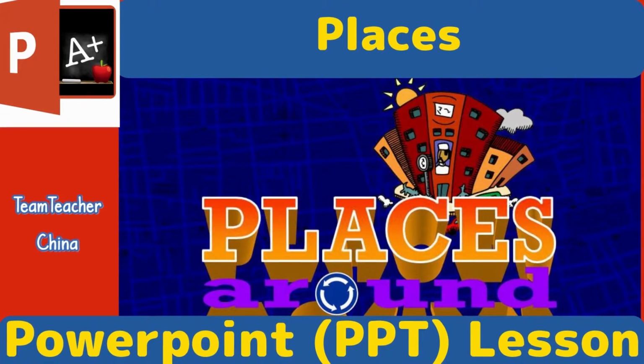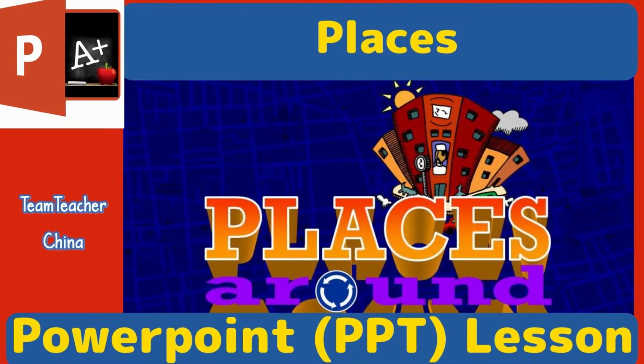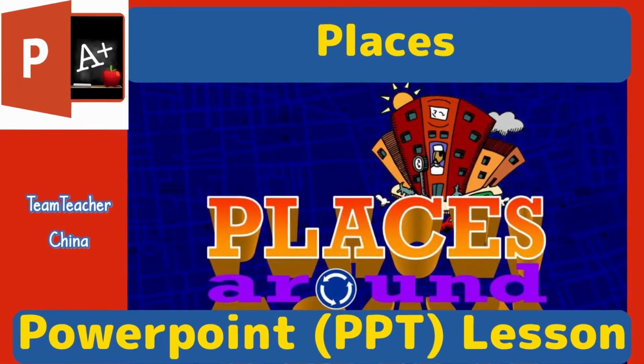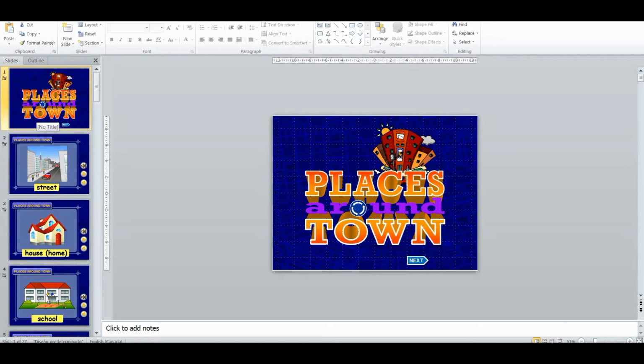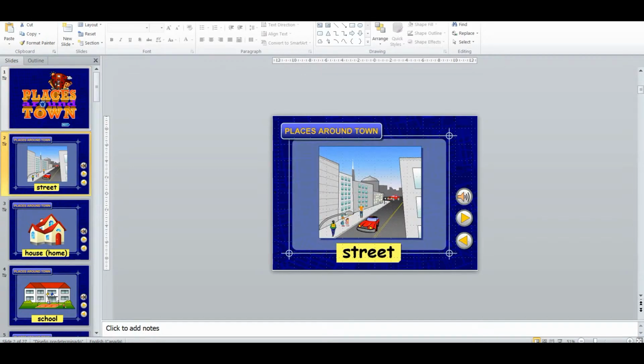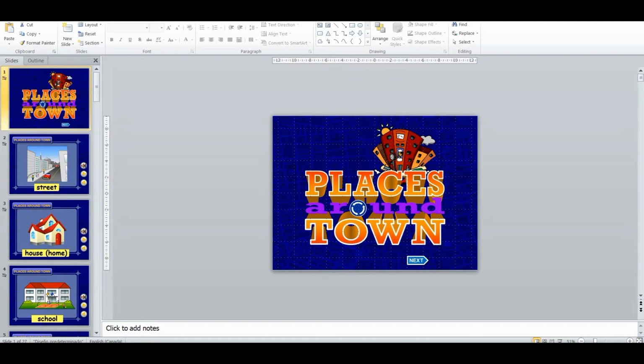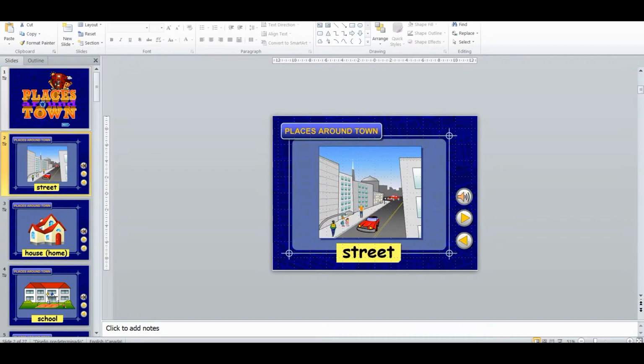In this video, we're looking at places around the town. Let's check it out. So this Places Around the Town PowerPoint lesson is aimed for higher grades of primary and elementary schools in China. We first introduce places around town and see if they can tell me different places that they know, and then we start going into the vocab.